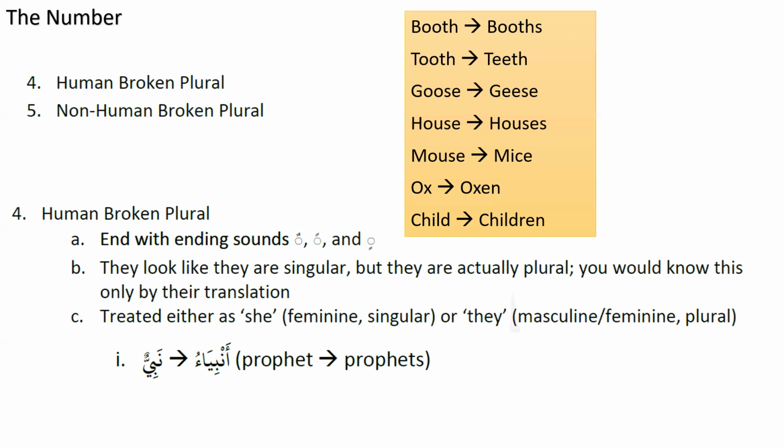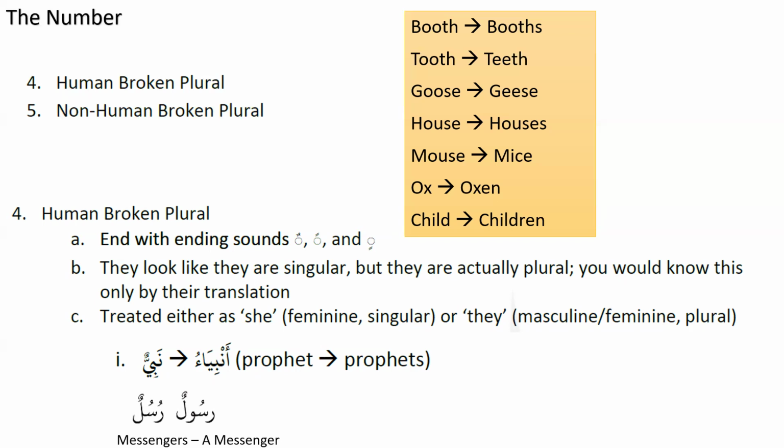Okay, but the word prophet, because it's a broken plural, human broken plural, the gender of this plural could be she and one, meaning treated as singular and feminine, or it could be masculine and plural, or masculine or feminine plural, okay? And I'll explain this more because I know it's confusing. It sounds confusing. I'll explain more and more and you'll understand, okay?